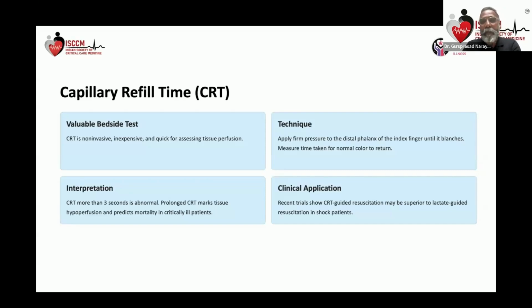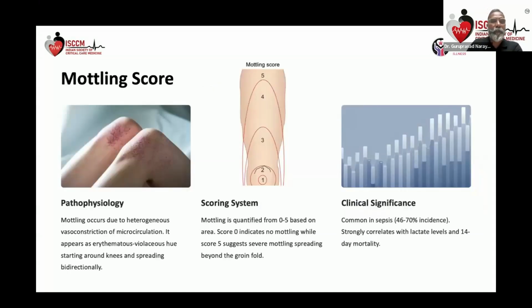Recent trials have shown that capillary refill time guided resuscitation may be superior to lactate guided resuscitation in shock patients. Next is mottling, which can be obvious, but it has to be looked for, especially around the knee joint. This is because of the heterogeneous vasoconstriction of microcirculation, and it appears as an erythematous violaceous hue starting around the knee. So there is a mottling score.